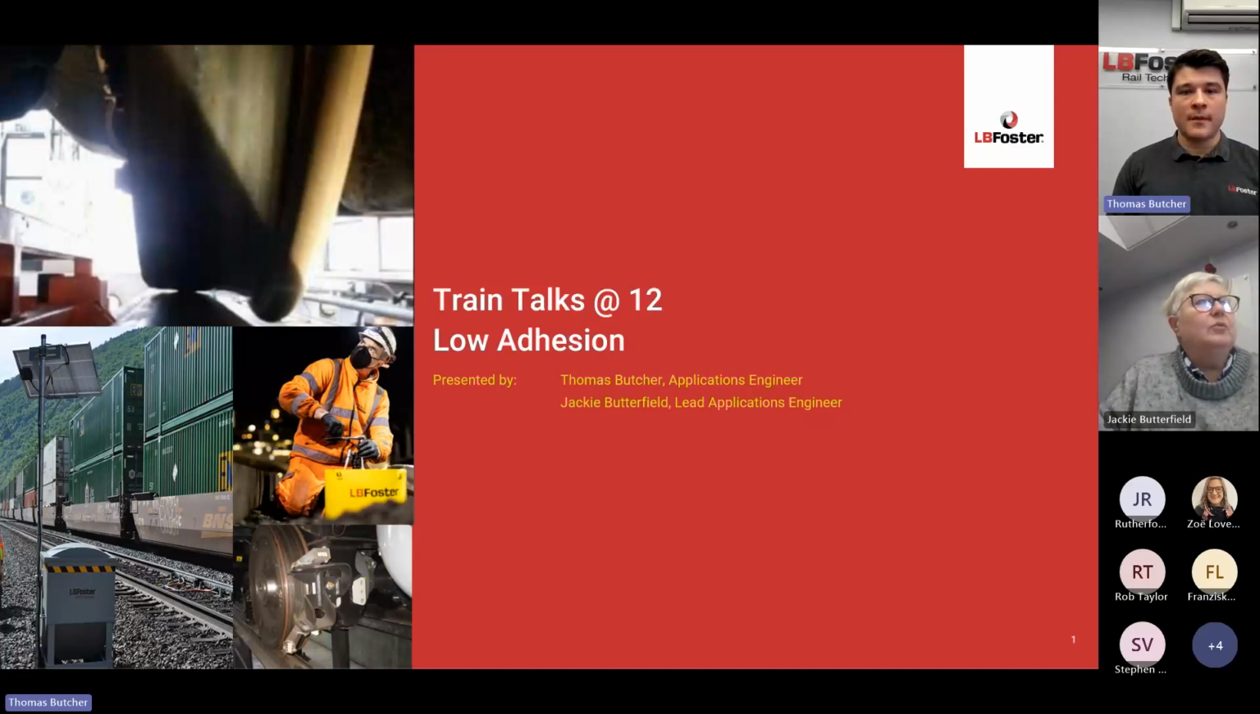How it's formed, what causes it, what the impact of low adhesion is, and how friction management can help to mitigate against it. Today, the main part of the presentation will be given by my colleague, Dr. Thomas Butcher, who is also an applications engineer based here in Sheffield.